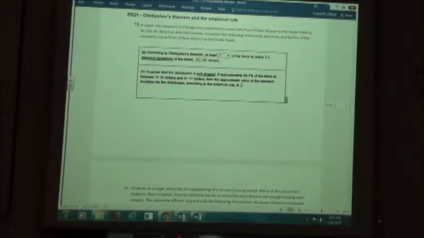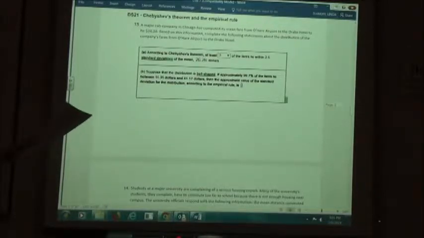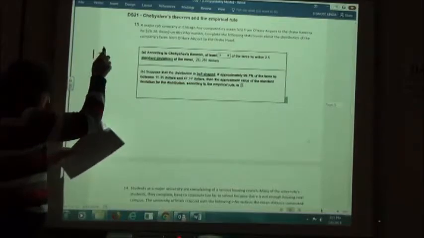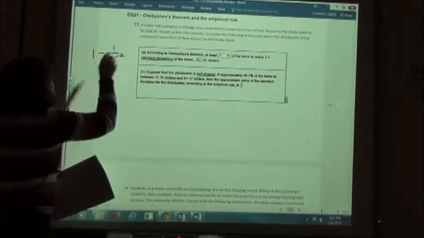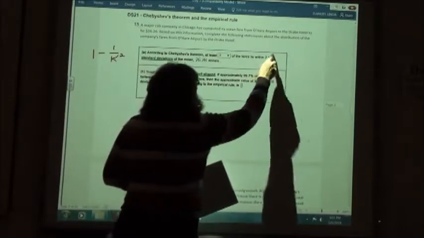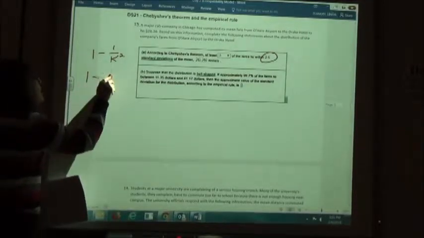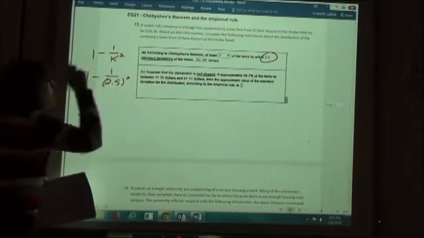the Drake Airport. Well, some crazy old guy named Chebyshev figured out that the percentage of people away from the standard deviation could be found by doing 1 minus 1 over k squared. The k is the standard deviation. So, if I am looking for it within 2.5 standard deviations of the mean, I'm going to stick 2.5 in for my k. And I'm going to calculate 1 minus 1 over 2.5 squared.